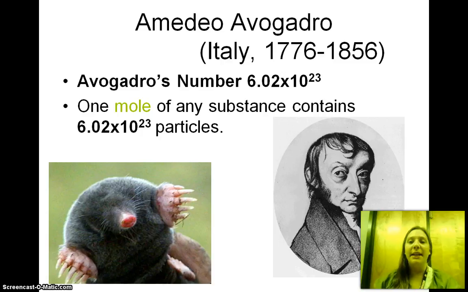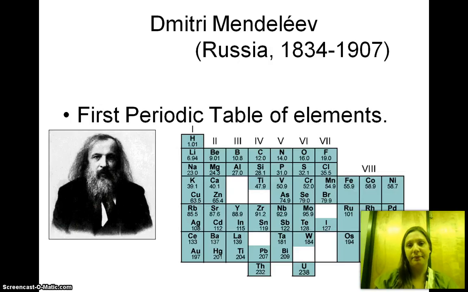Okay, Amadeo Avogadro, you may have heard of Avogadro's number at 6.02 times 10 to the 23rd, but he developed a unifying way of measuring particles in chemistry. So 1 mole of any substance contains 6.02 times 10 to the 23rd particles. So this is really important, and we'll talk about him later. We'll bring him up later when we learn about molar quantities and how to measure moles in chemistry.